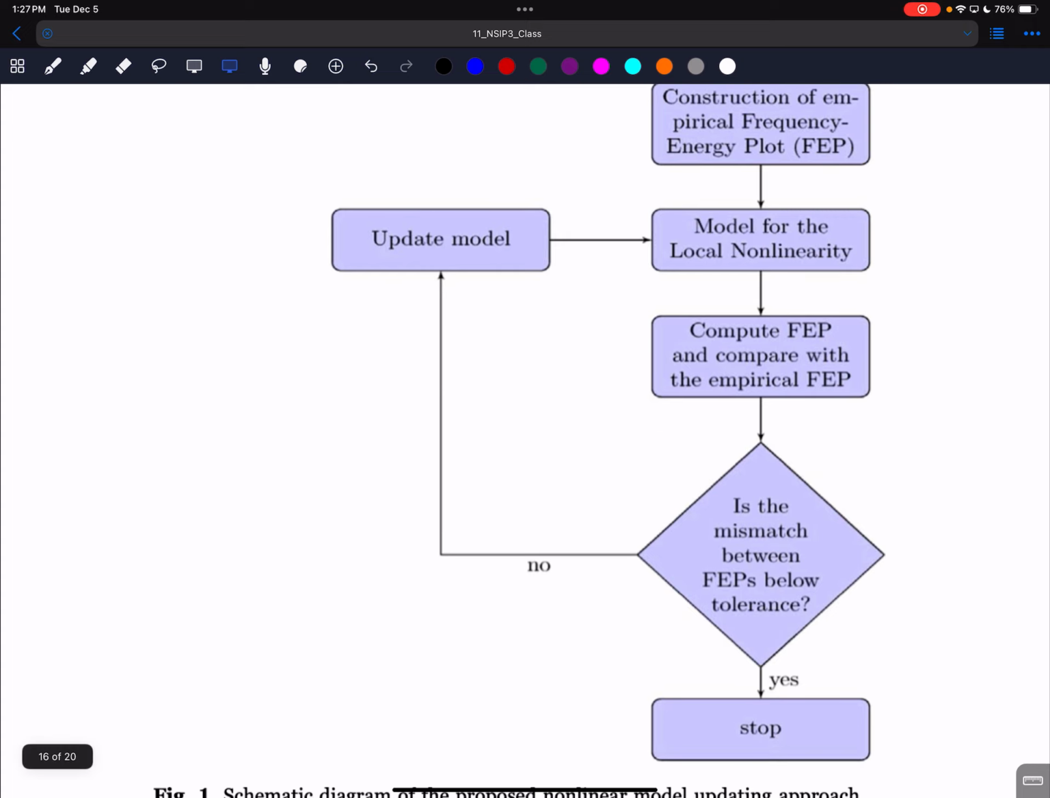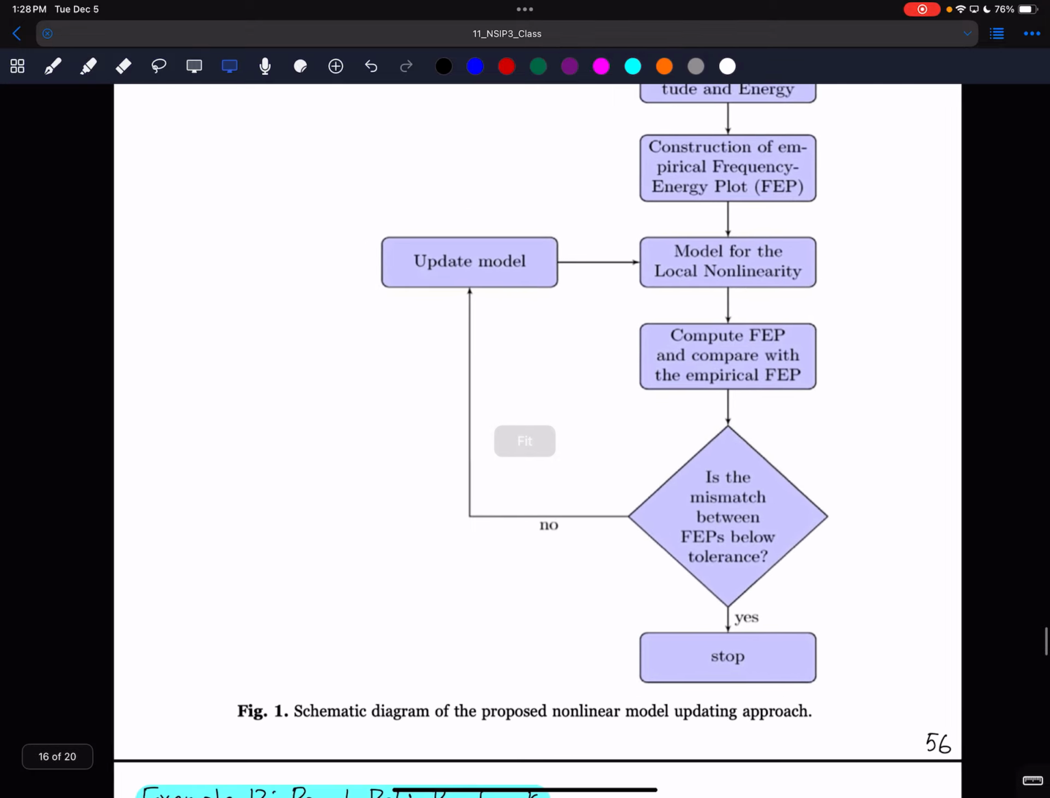We'll ask, is there a good match between the two? And of course, based on some tolerance, if there is, then we'll stop. If there isn't, we will update and change the model. That updating can be done using optimization, or it can be done manually if you wanted. There are several different approaches for that.